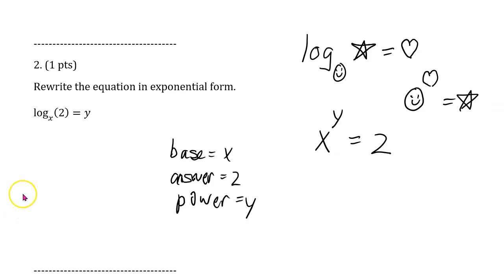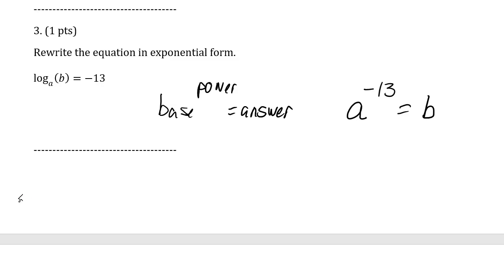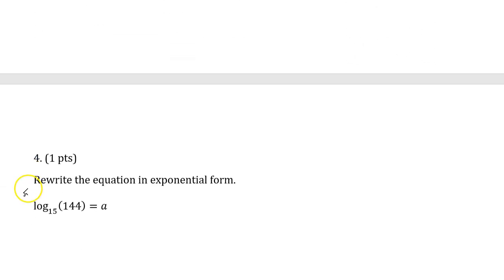Let's move on to the next problem. In the next problem, we're to rewrite the equation in exponential form. Again, we look for base raised to the power equals the answer. We go based on position, not based on what's there. That will be a is the base, the power is negative 13 because that's what a logarithm is, the power, and it equals b. That's really all there is to it.